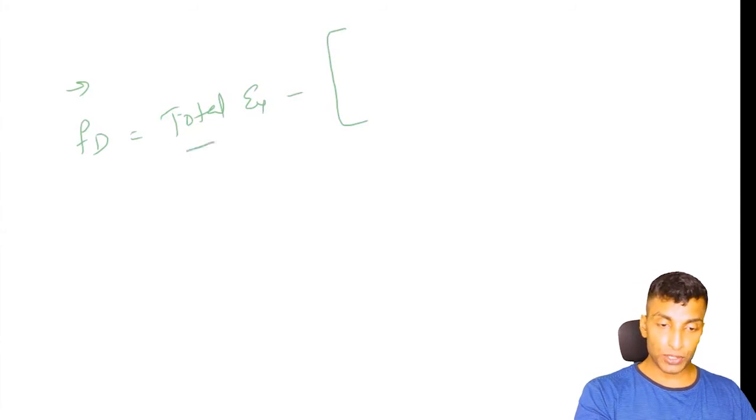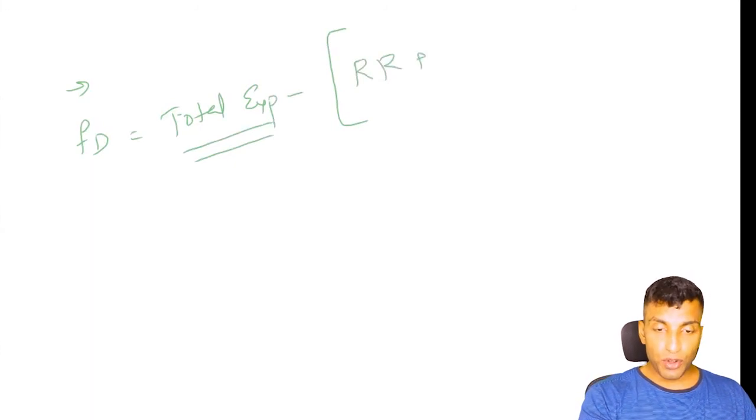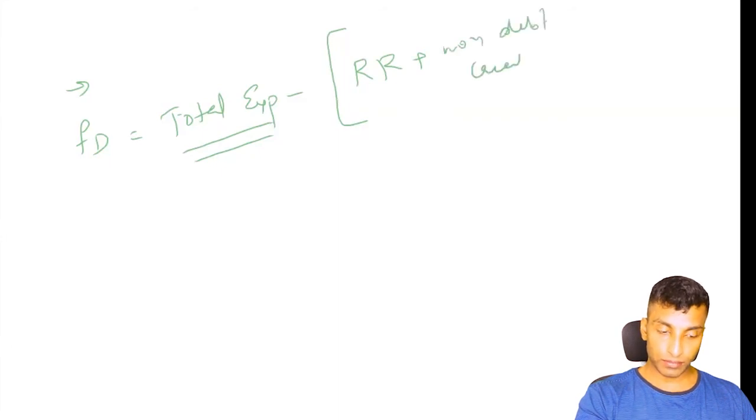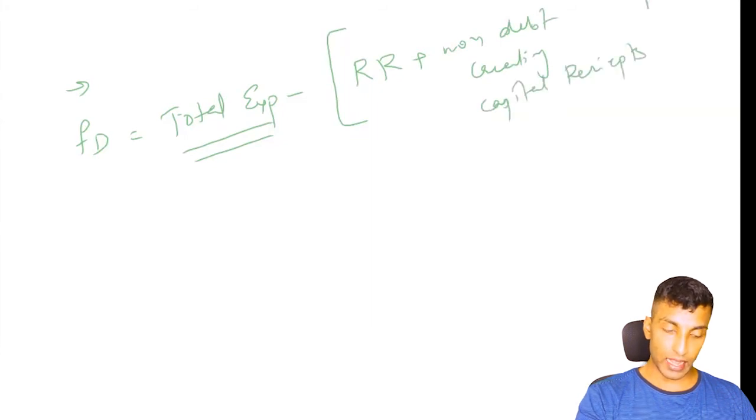So total expenditure, then revenue receipts, okay, and then plus what I need to add? From the capital receipt part I cannot add borrowing. Except borrowing, I can add the non-debt creating capital receipts. This I can do.